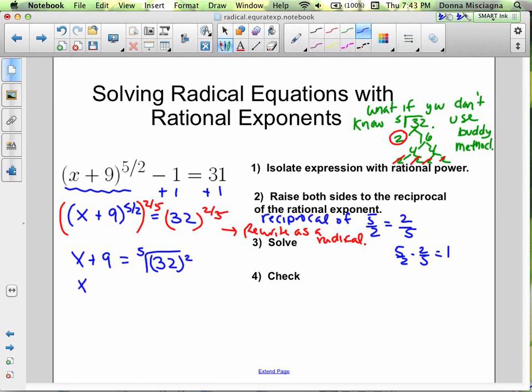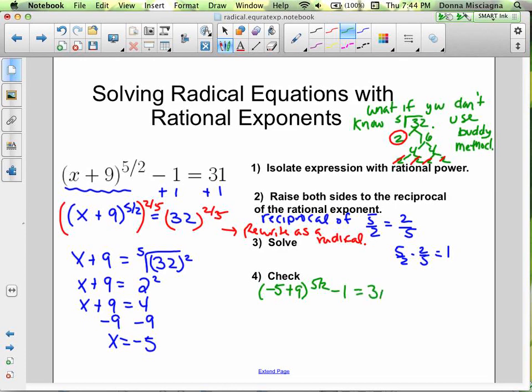So we have x plus 9 is equal to 2 squared, and 2 squared is just 4. x plus 9 is equal to 4, and we'll just subtract 9 from both sides. x is equal to -5. Now let's check our solution and see if it's a good one. So we have -5 plus 9 to the 5/2 power minus 1 equals 31. So that's going to be 4 to the 5/2 power minus 1 equals 31.